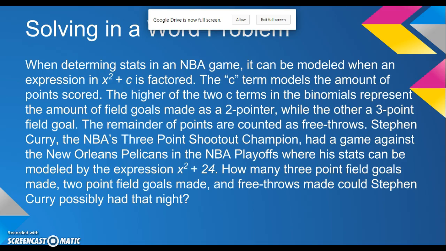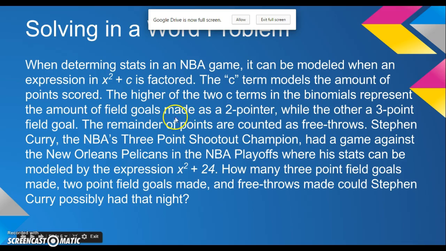Trying to help people solve factoring and quadratic equations in a word problem. So now let's look at what they said. First, it said it can be modeled, the higher of the two c terms. So you have to factor this first. So it'll be x plus something, where the binomials represent the amount of field goals made as a two-pointer, while the other as a three-point field goal. The remainder of points are counted as free throws.